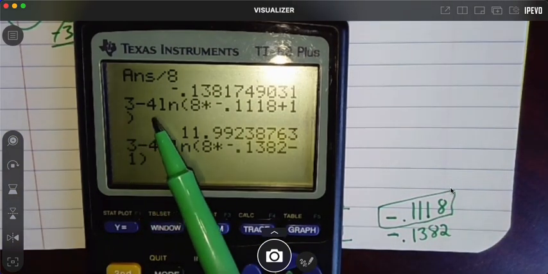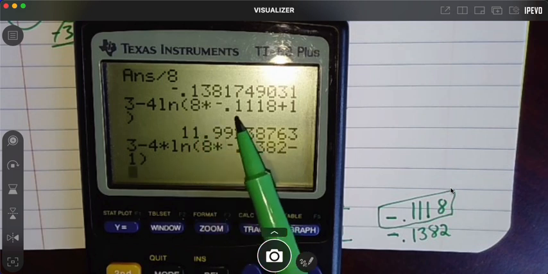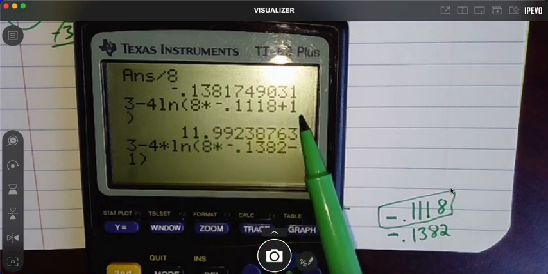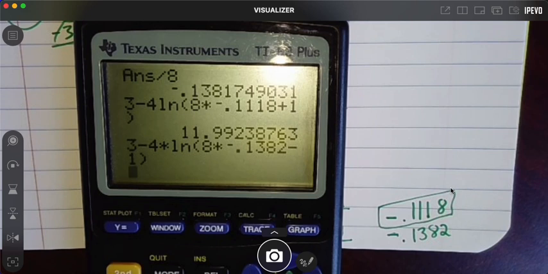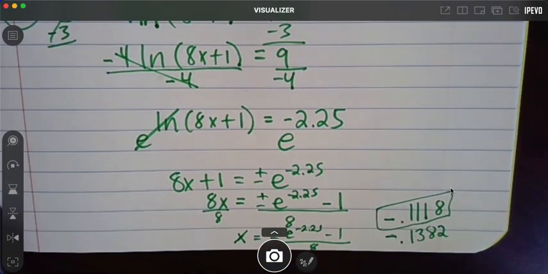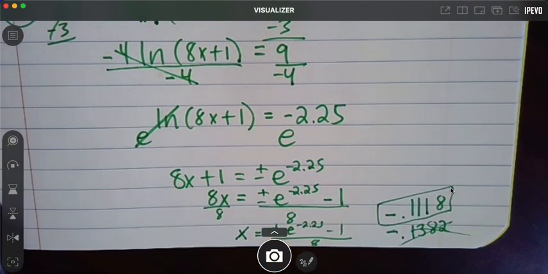3 minus 4 natural log, 8 times that number I got, plus 1. I closed my parentheses and it told me it was the right answer. Does that make sense? So it's negative 0.1118. What number was that one? 14. They rounded, they just did 2 decimal places. You only have to go to 2 decimal places. It says that.